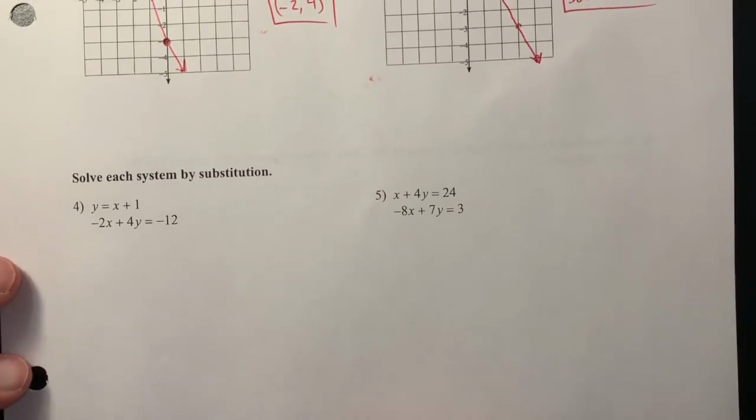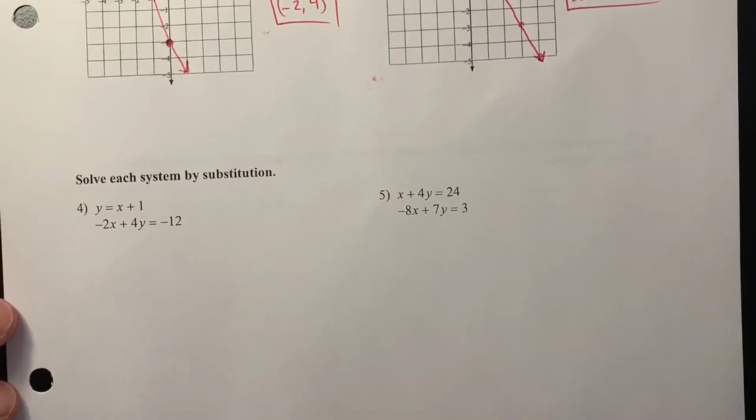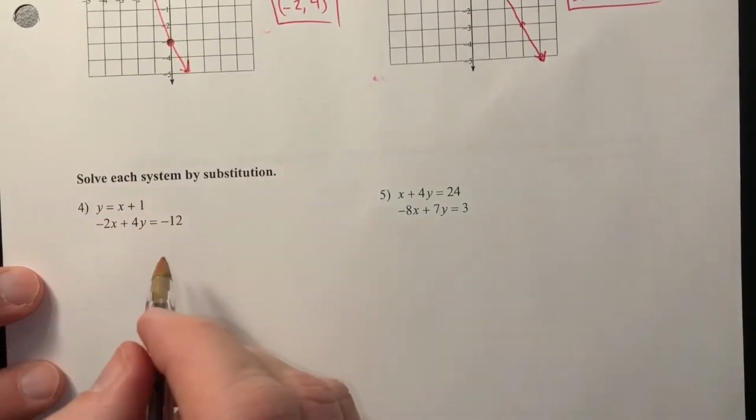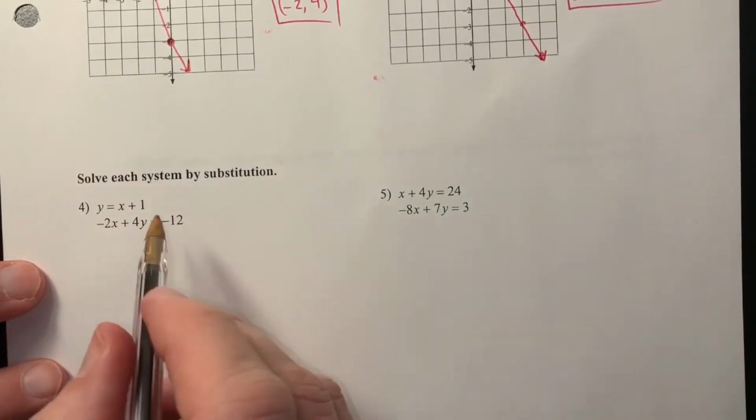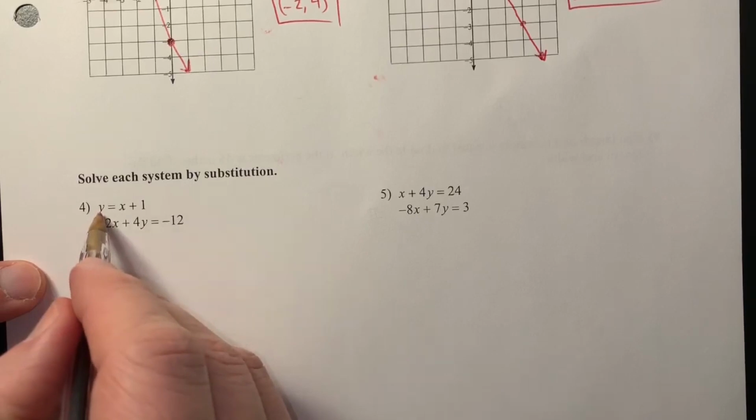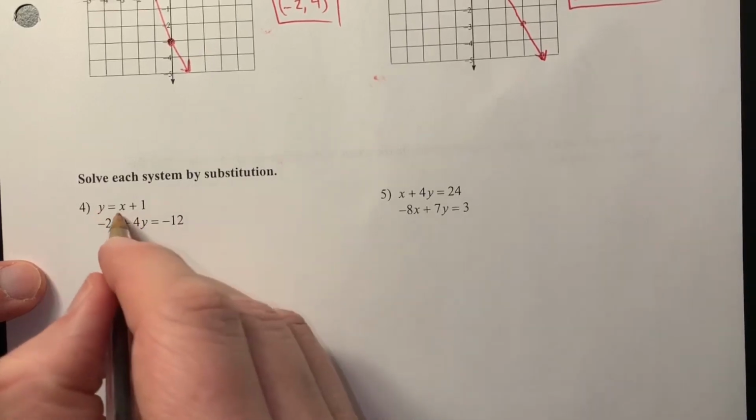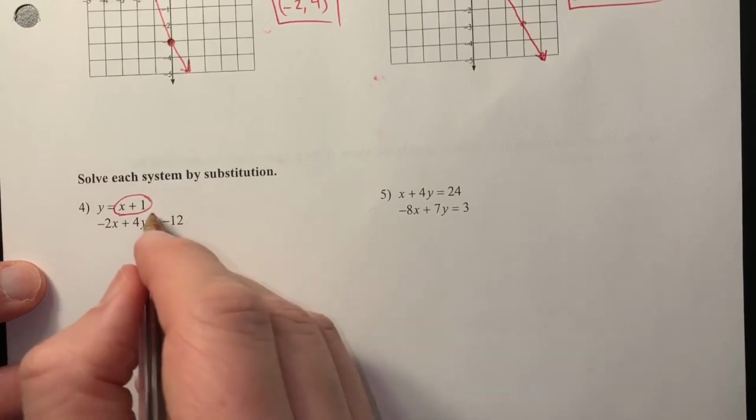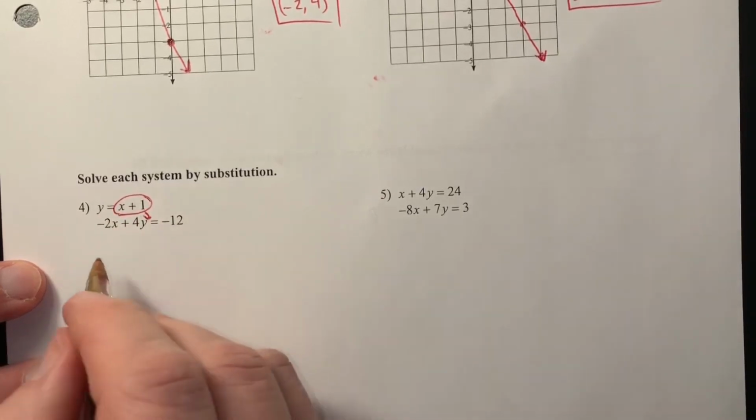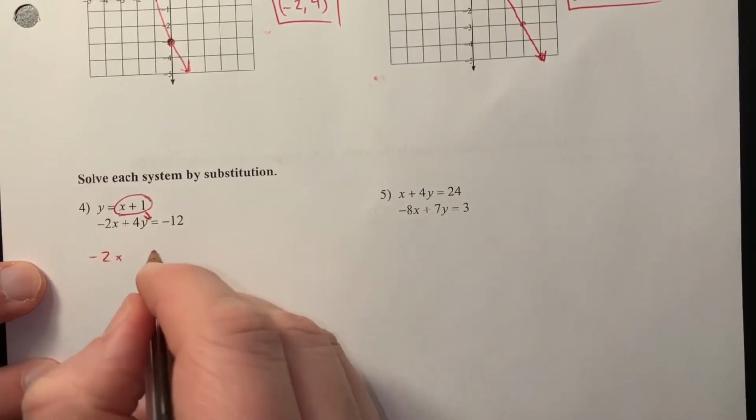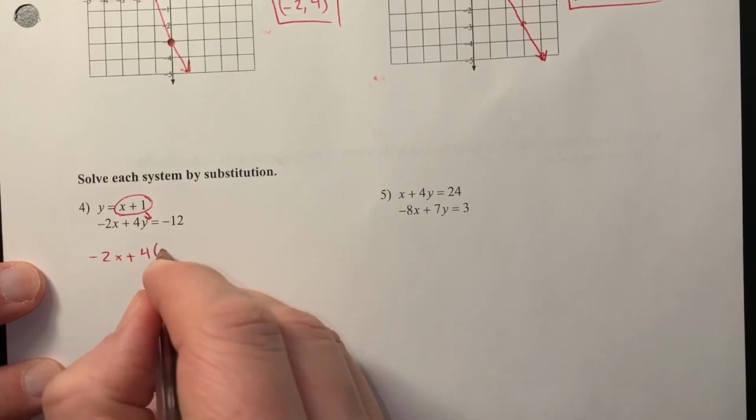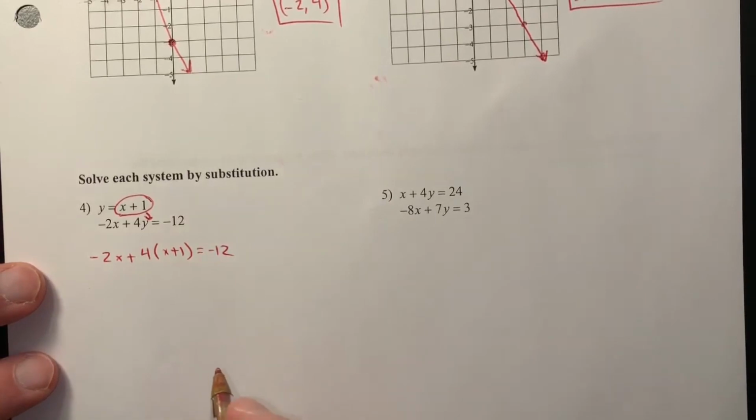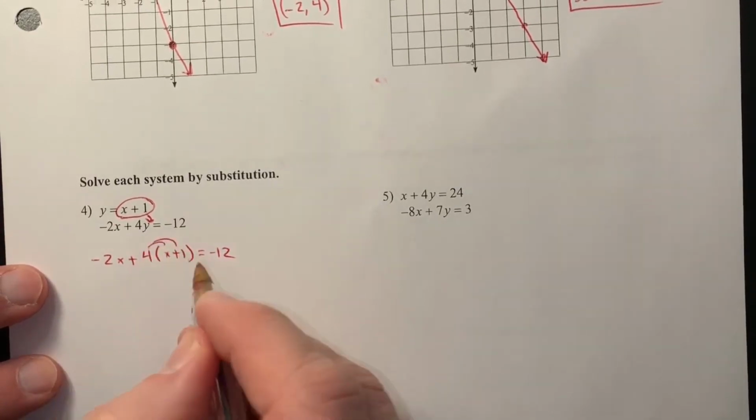Okay, next up we will solve systems by substitution. When we solve by substitution, we want to get one variable by itself, which is already the case right here. y is already by itself equals x plus 1. I will substitute that in for that y right there. So negative 2x plus 4 times (x plus 1) equals negative 12. And I'll distribute.